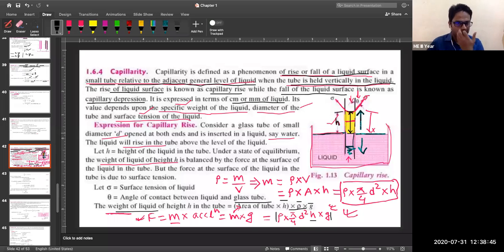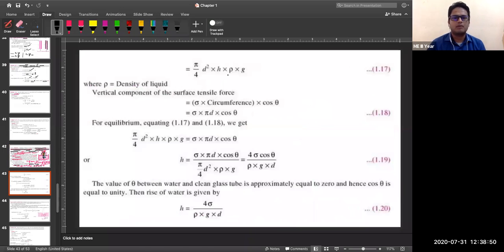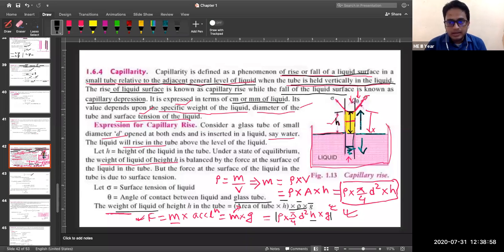Okay, now I hope this is clear. This is a simple calculation. Now finally what we have obtained is written here. Now if you see in this figure, some angle is made. It is like a meniscus. So we have to write down the component of this surface tension force. The force acting is in this direction, but the weight will always act in the downward direction.